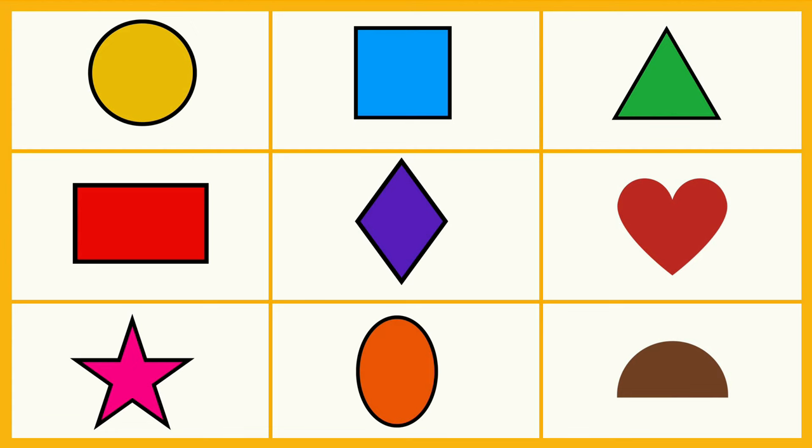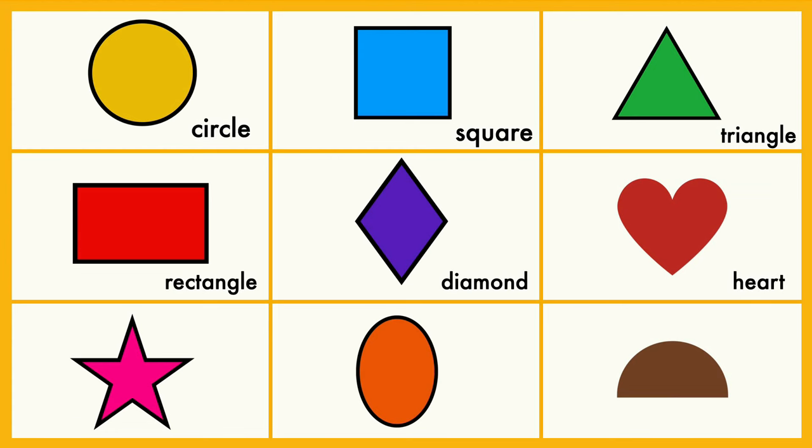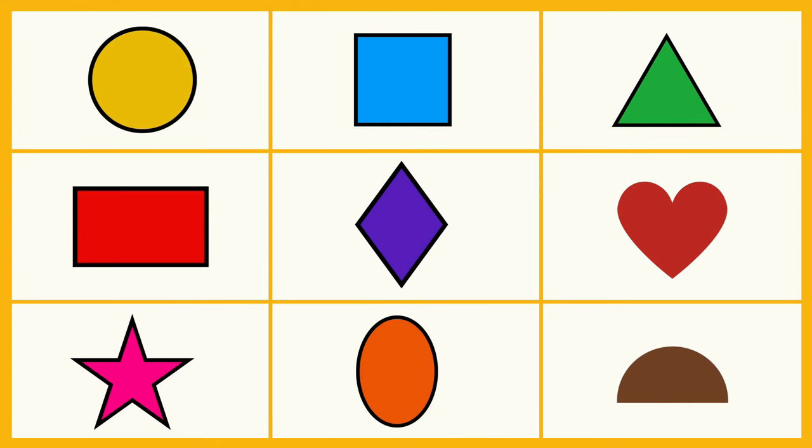Now let's try it one more time. Circle, circle. Square, square. Triangle. Rectangle. Diamond. Heart, star, oval, semicircle. Now let's do it without the words.